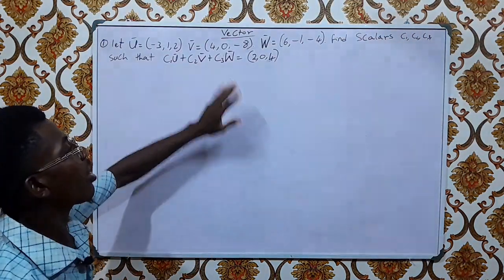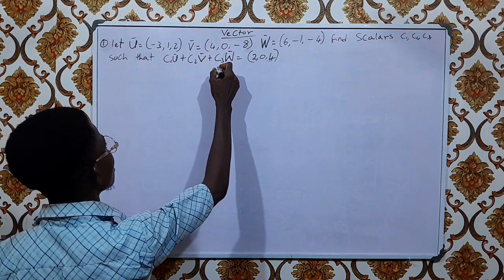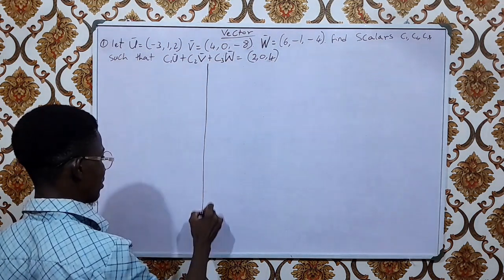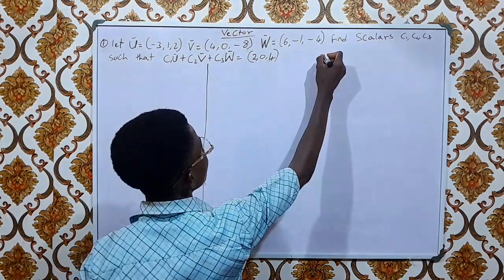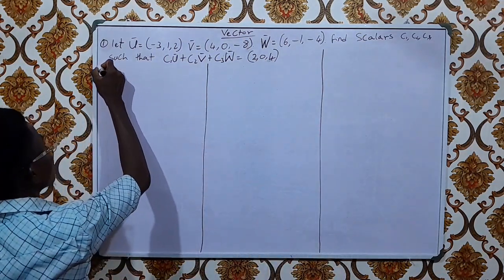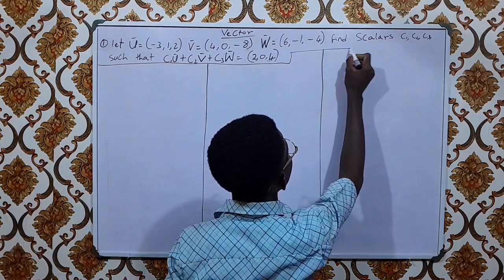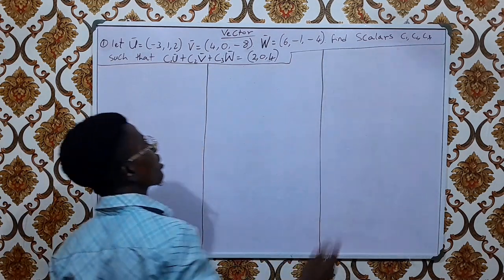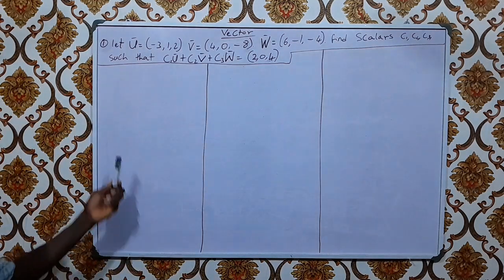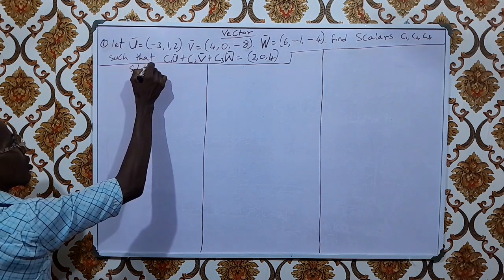So how can we solve this? This will take a lot of space, so let me divide it. Let me divide this board 3 times. So this is the question. Let me go up from here. So this is the question. Let's solve. Solution.